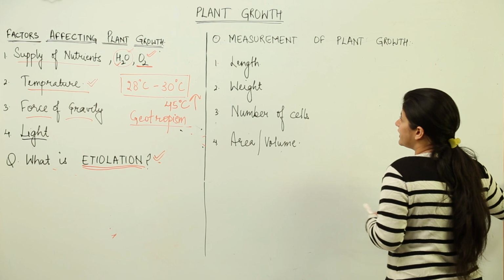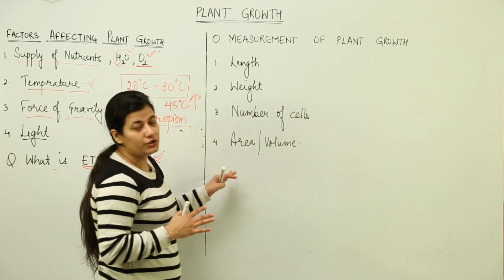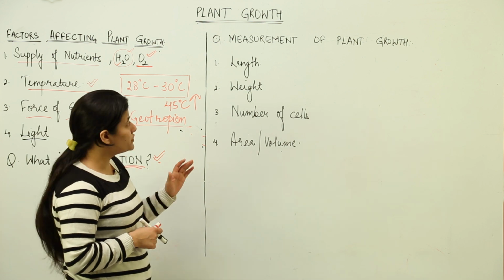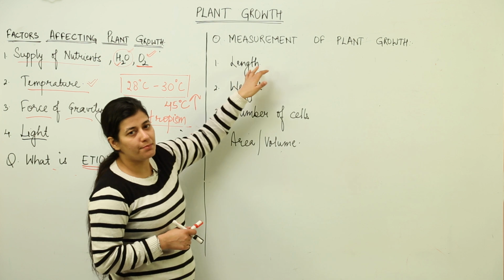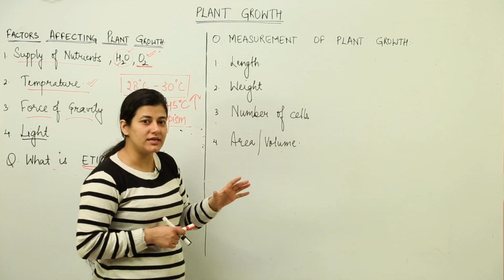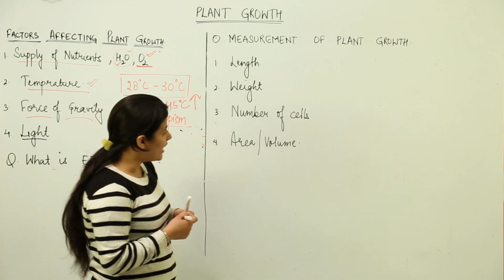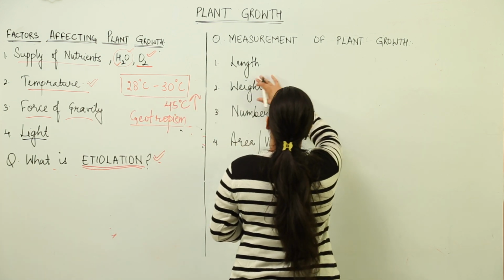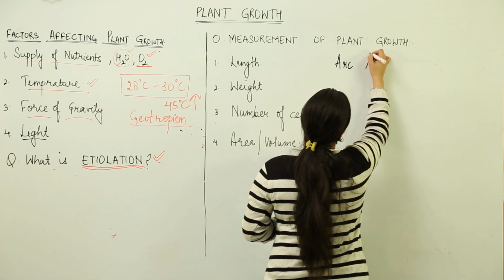Then we come to the next topic, that is how plant growth can be measured. You see, when we talk about plant growth, length is the best parameter by which we can understand whether the plant is growing or not and how much the plant is growing. And for that we have measuring equipment, you can see the auxanometer.